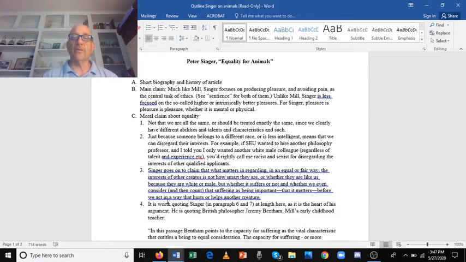His moral claim about equality, and you should look at the title here, Equality for Animals. He doesn't think some things about equality because it's a moral claim. It's not a scientific one. And he does think other things. His moral claim about equality is not that we're all the same. Of course we're not. Or that we should be treated exactly the same. No one really seriously thinks that, right?